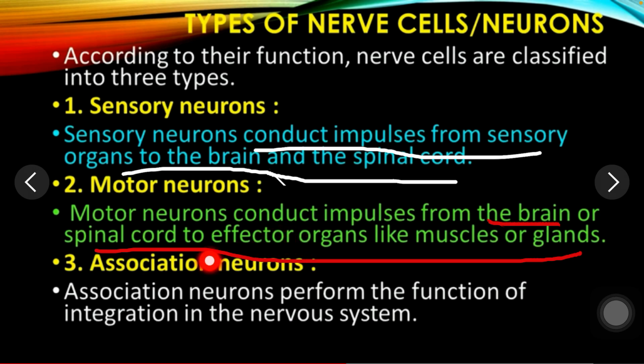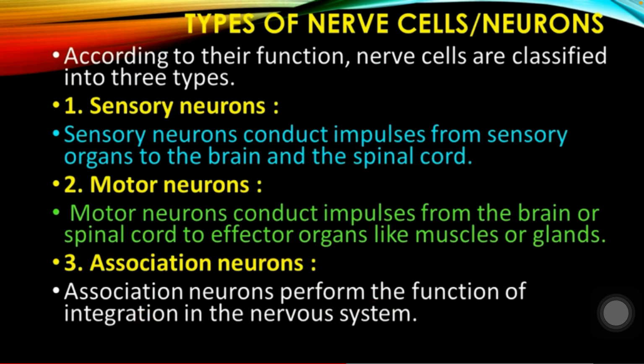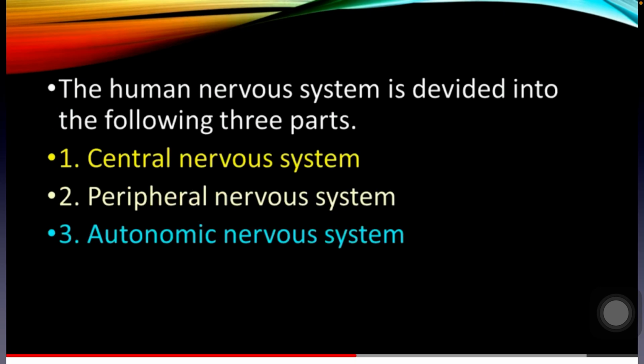And the last one is association neuron. Students, association neurons perform the function of integration in the nervous system. Means it plays a role of association. It associates with both sensory neuron and the motor neuron. Students, the human nervous system is divided into following three parts: the central nervous system or CNS, peripheral nervous system or PNS, and autonomic nervous system, that is ANS.